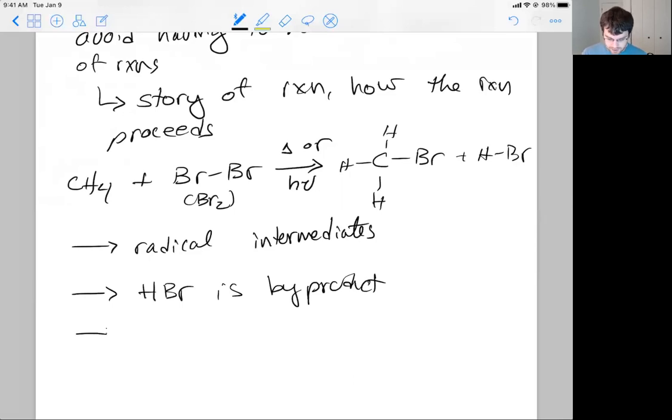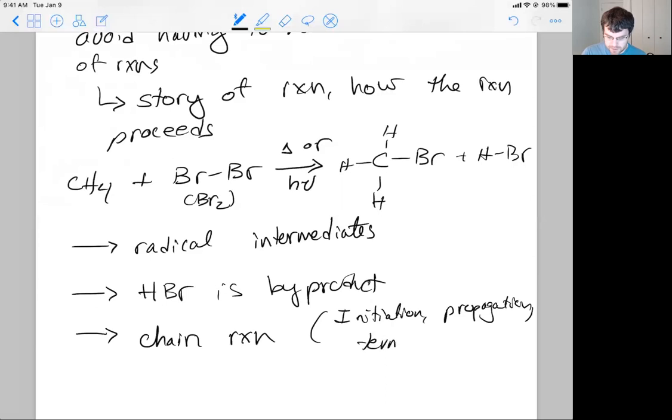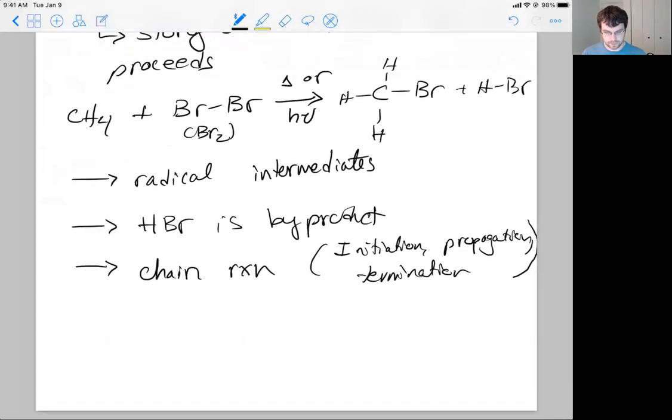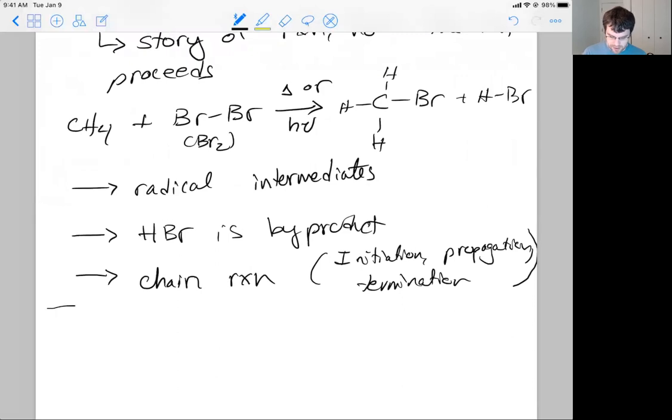The other thing we know is that this is a chain reaction. So we're going to see initiation, propagation, and termination events, with the emphasis that this reaction is going to produce product in the propagation steps. Okay, so let's begin. Propose a mechanism.